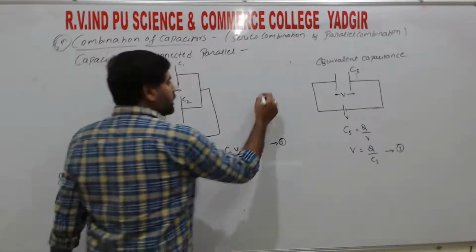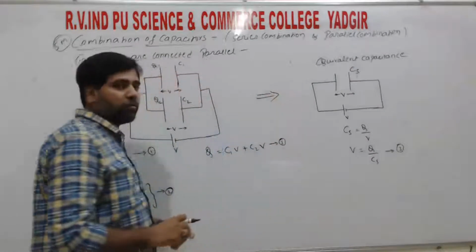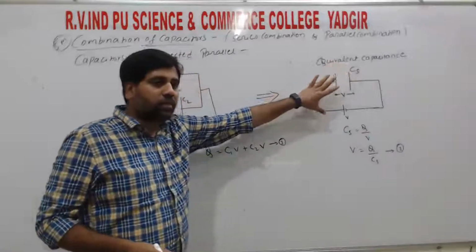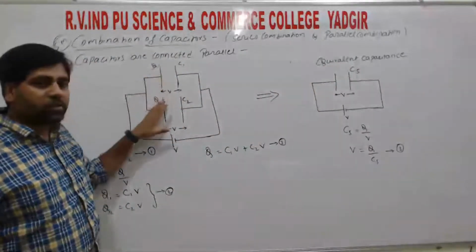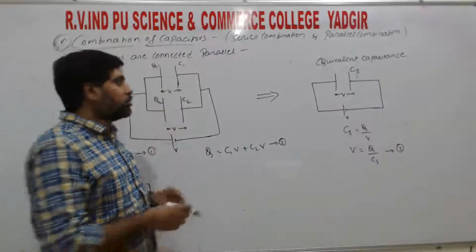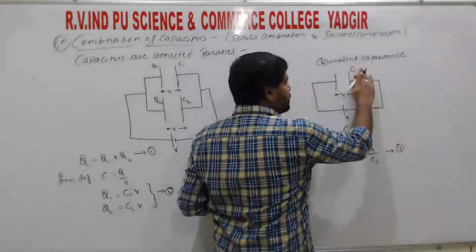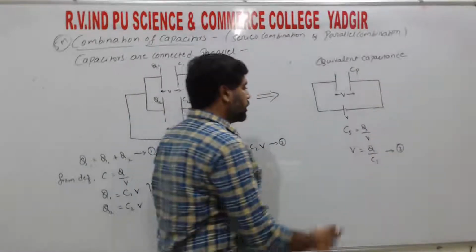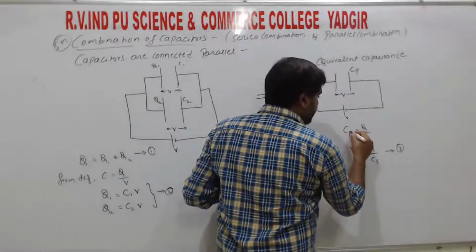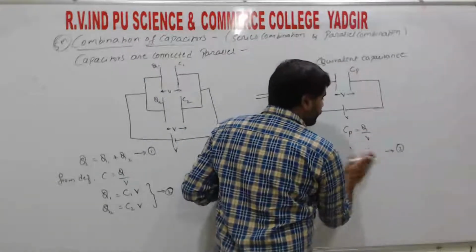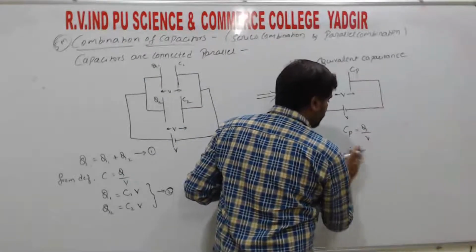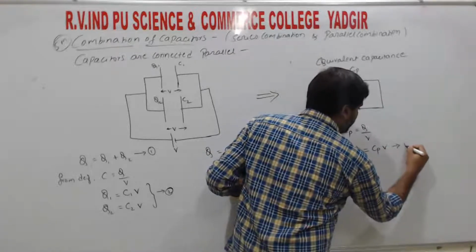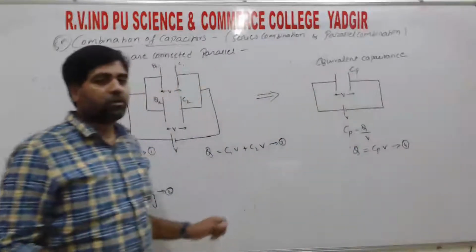Equivalent capacitance means the capacitance of a single capacitor which produces the same effect as the capacitors in combination. That we take here as Cp. Again, Cp is equal to Q by V, so Q is equal to Cp into V. Calling that equation 4.